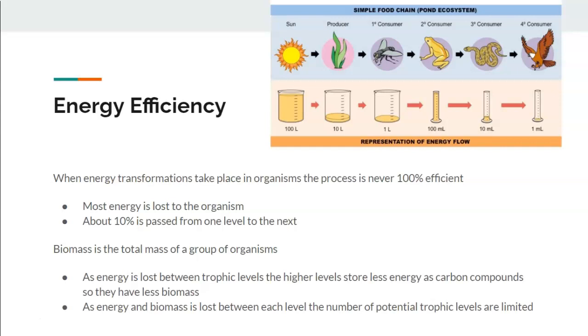This is again why you can't have unlimited organisms in a food chain, because it's not worth it to be in that food chain. You'd have to do way more work to get enough energy than the reward would give you. So it's not worth it.